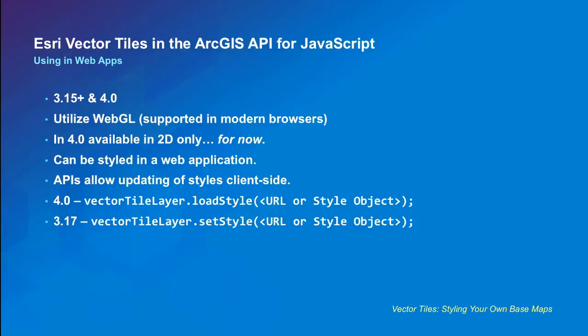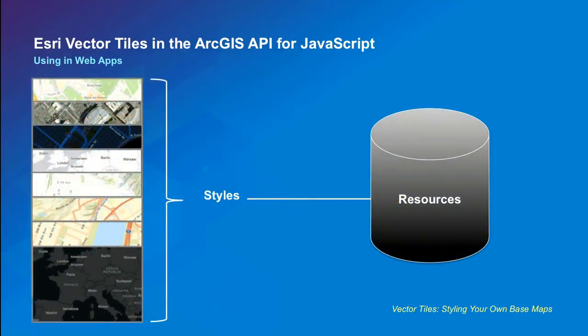You can basically pass in the style object, which is going to describe what the vector tiles look like, or pass in a whole new URL and it'll repaint the vector tiles for you in the browser. And keep in mind, and every now and then people get confused on this, that when you're working with the styles themselves, the styles are not the vector tiles. The styles are simply a JSON file describing how to draw the vector tiles. The actual resources for the vector tiles all come from the same spot.